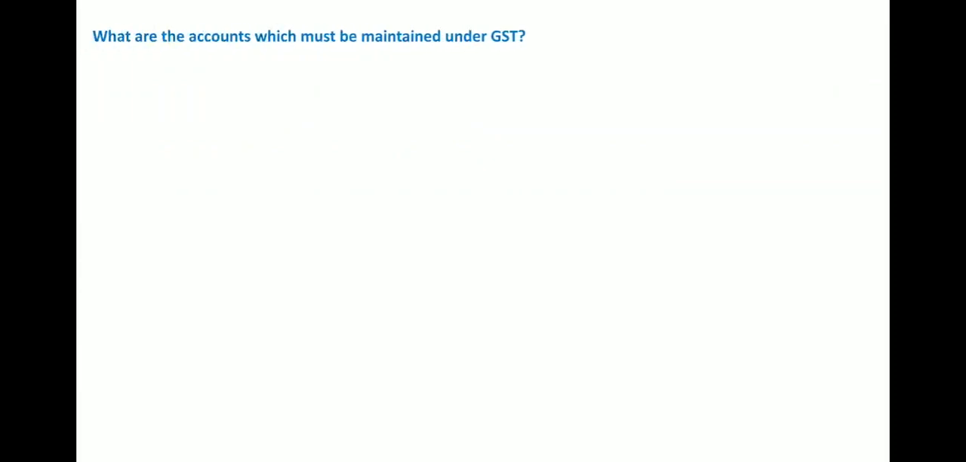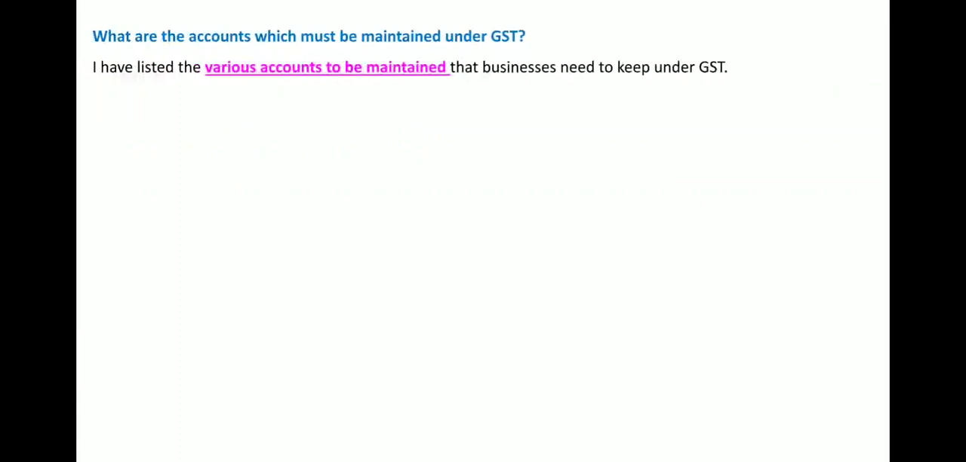And next, what are the accounts which must be maintained under GST? What all the accounts are to be maintained? I have listed the various accounts that a business needs to keep under GST. The first one is the input CGST account. CGST means Central Goods and Service Tax. So the input CGST account is to be prepared.